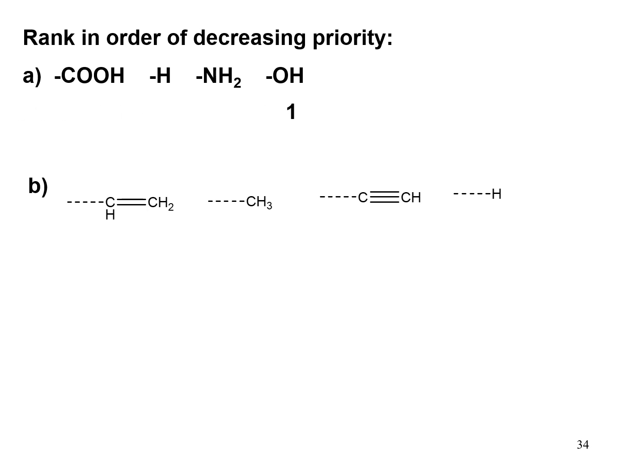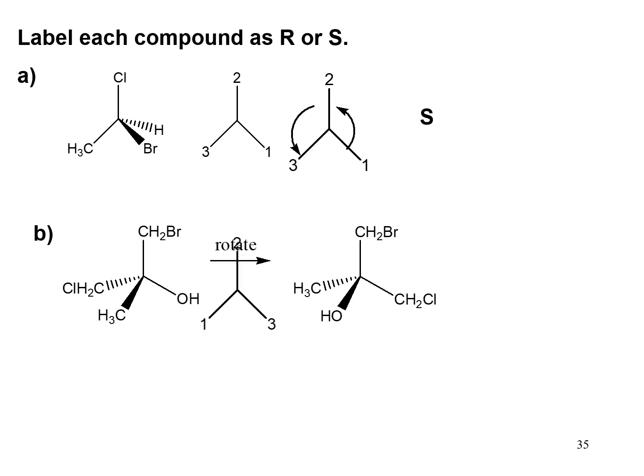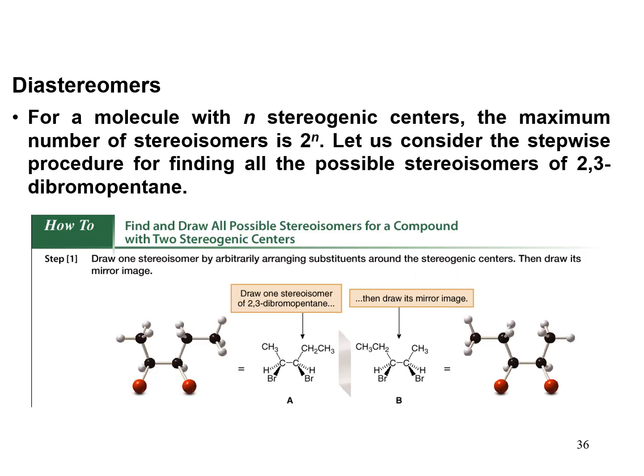You have to arrange the groups in order of decreasing priority, so the first priority, second priority, third, and the fourth priority is given for this. If it is a double or triple bond, it can get the first priority, then the second, the third like this. So you have to identify like this one.